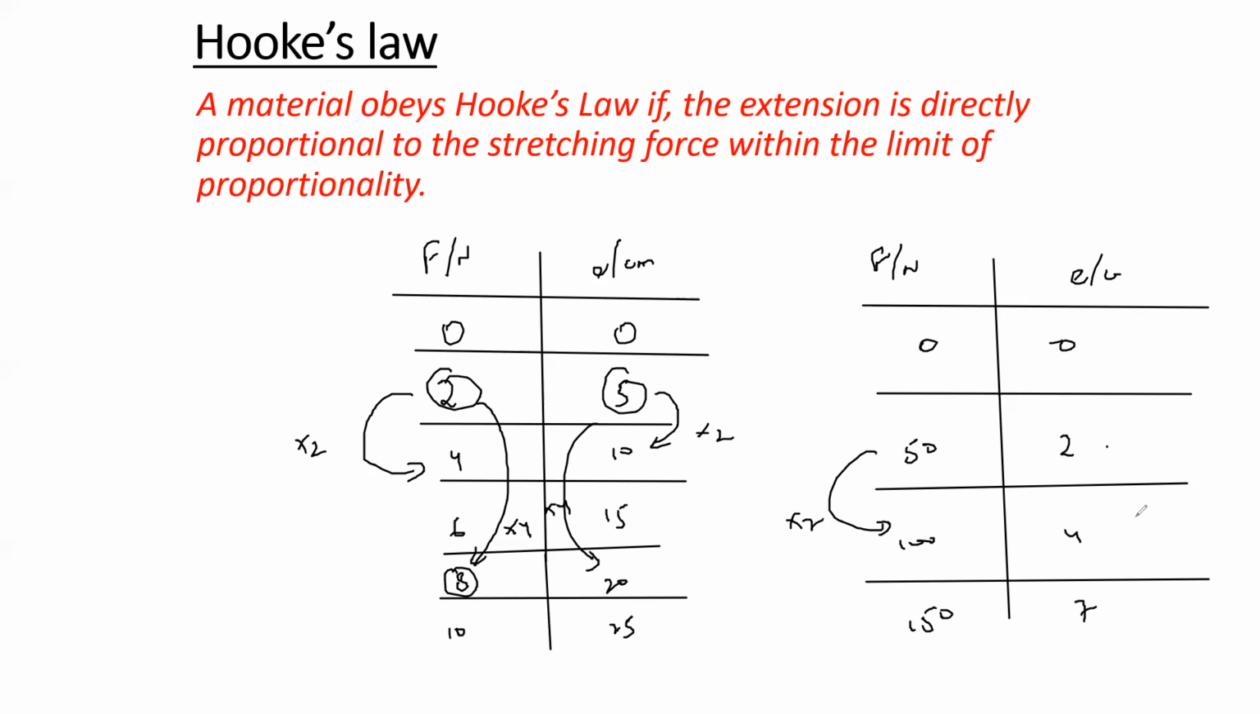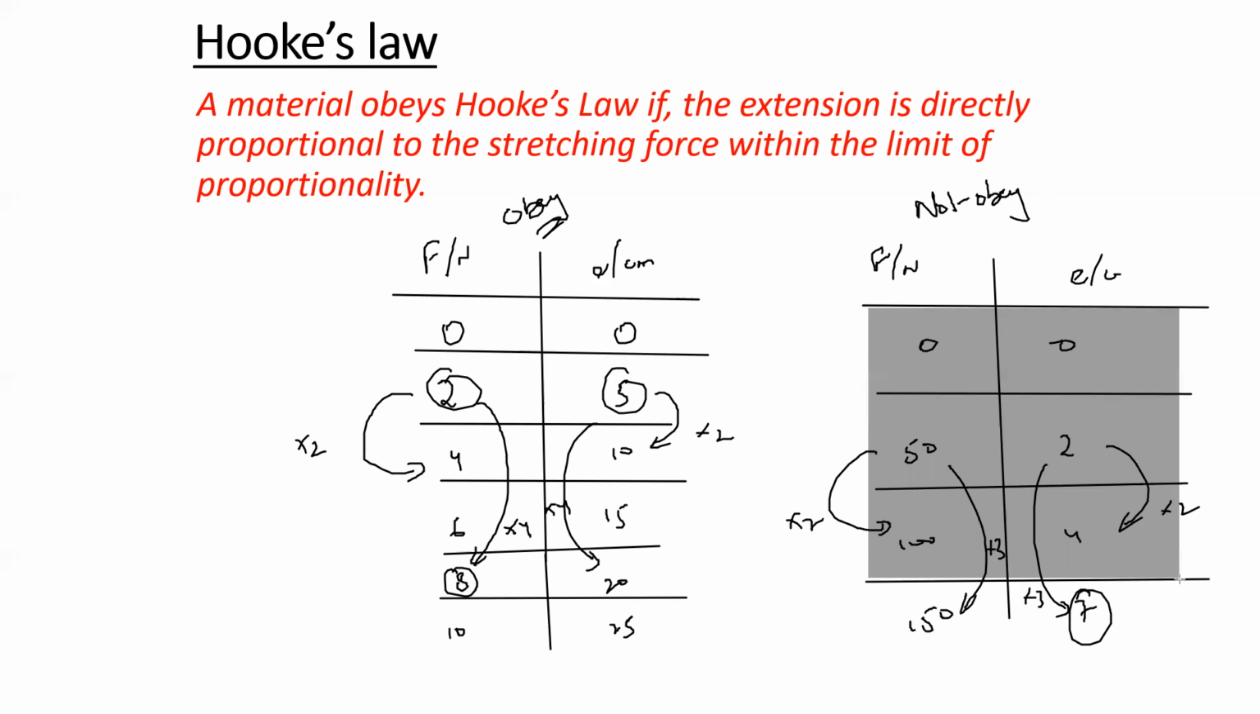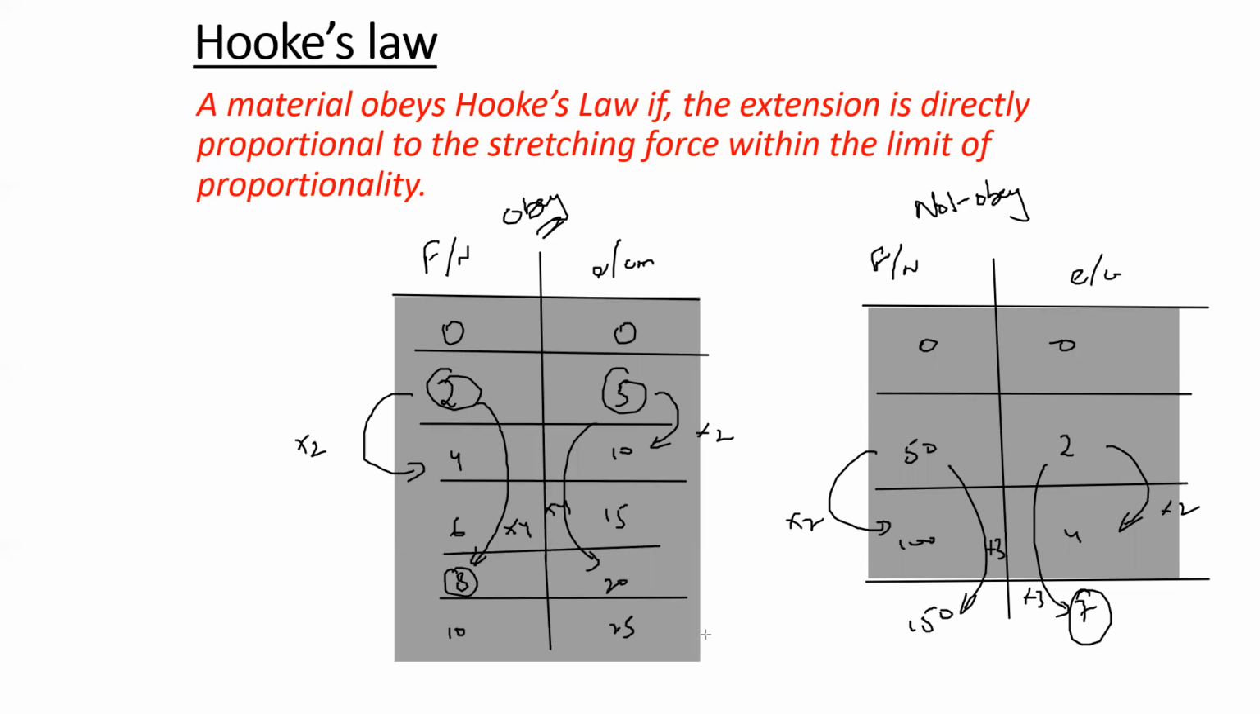So when we check, 50 becomes 100. So if force is multiplied by 2, extension is multiplied by 2. Force is multiplied by 3, extension should be multiplied by 3. So 2 multiplied by 3 is 6, but here we are getting 7. So it means this is the data for a spring which is not obeying Hooke's law. And this was the data for a spring obeying Hooke's law. Is it clear? So this spring was obeying Hooke's law till 100 Newton force, and after that it does not obey Hooke's law. And this spring is obeying Hooke's law for all the forces which are applied.